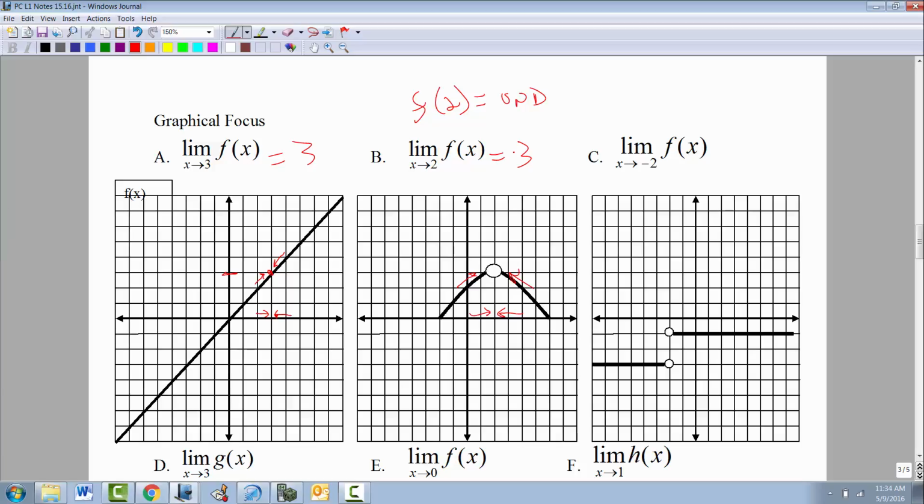What's the next one? What happens when you approach 2 from the left? What value are we approaching? Okay, just one more time. Just bear with me.